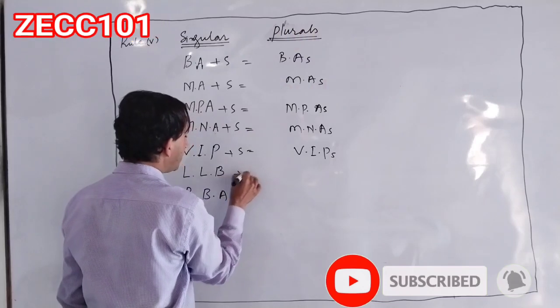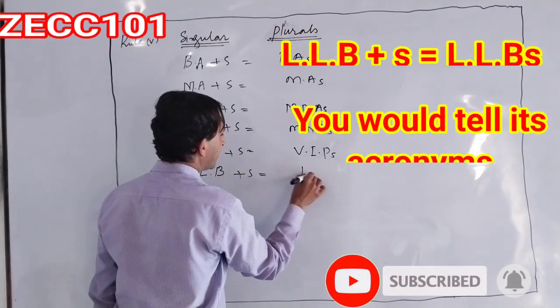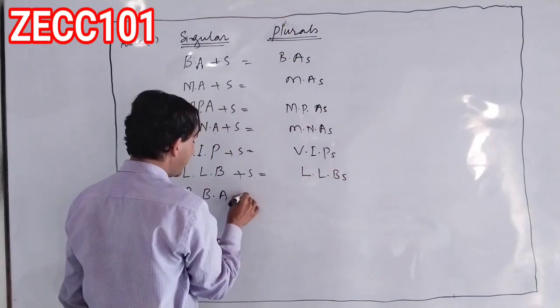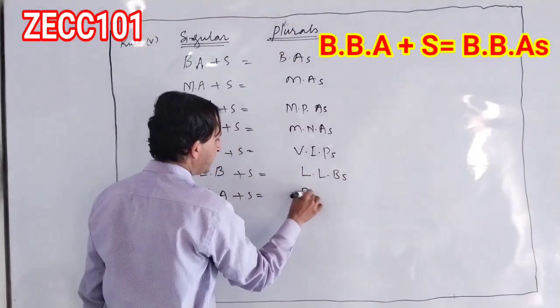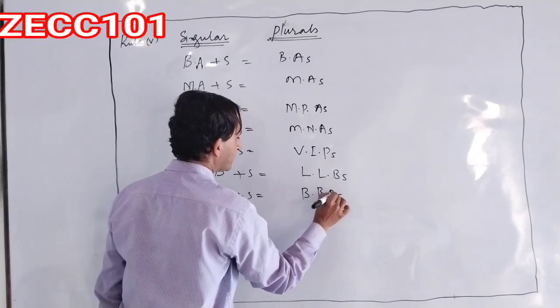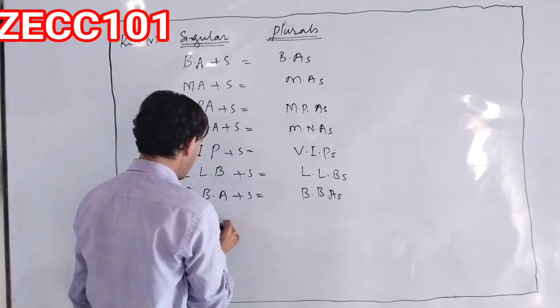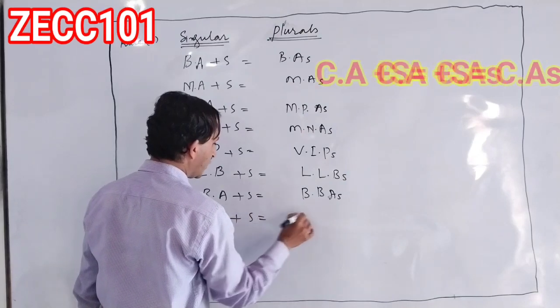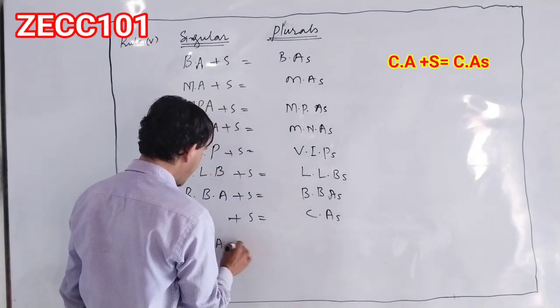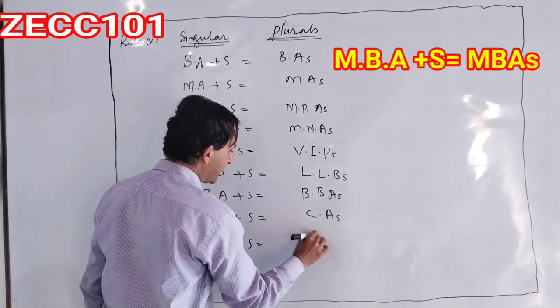Okay, LLB plus S, LLBs. BBA plus S is equal to BBAs. CA plus S is equal to CAs. Okay, MBA plus S is equal to MBAs.